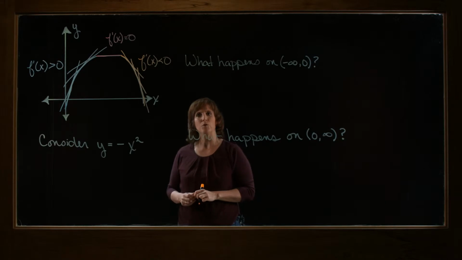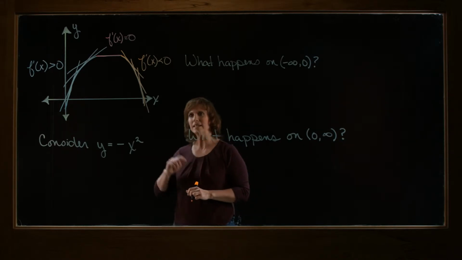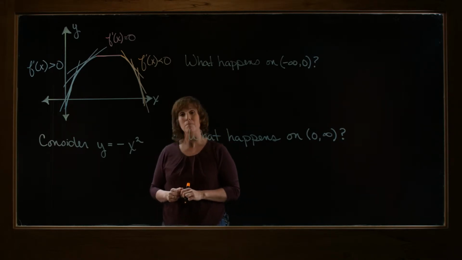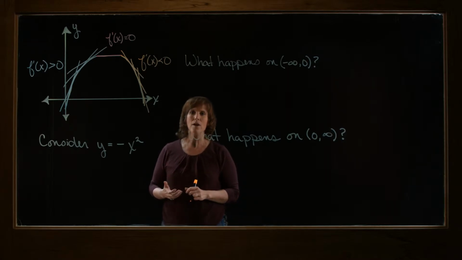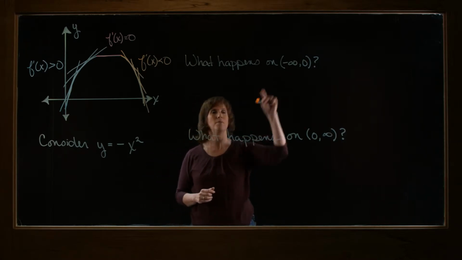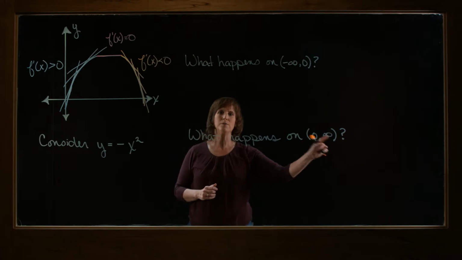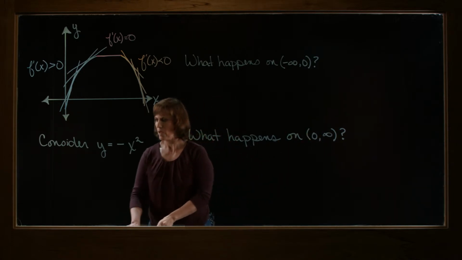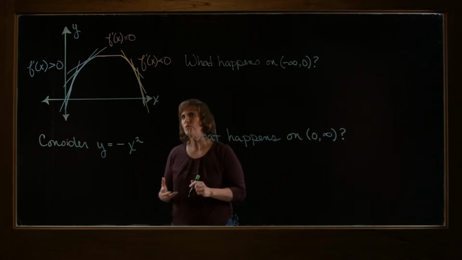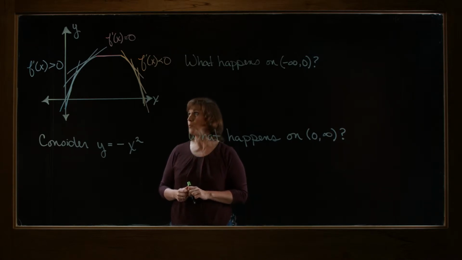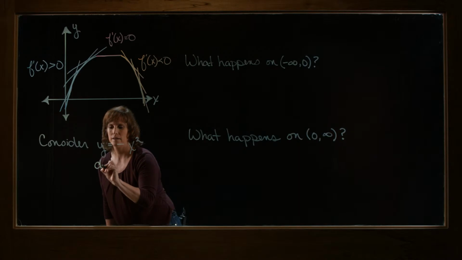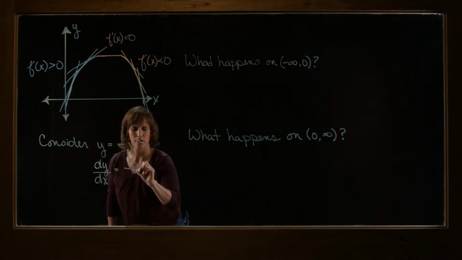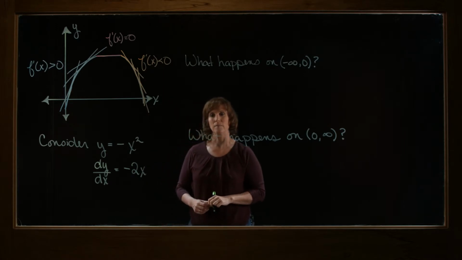So let's see what happens for a particular problem. I'm going to consider the equation y equals minus x squared. And I want to know what's happening on the interval from negative infinity to 0 or from 0 to infinity. Well, I know this has something to do with the slope of the tangent line. So let's find a derivative. dy/dx is minus 2x.